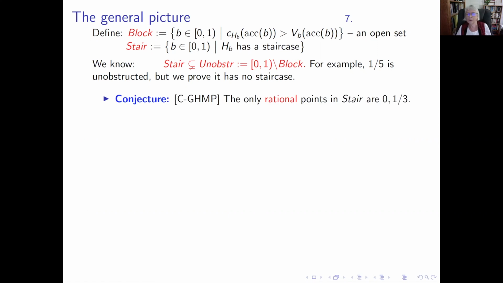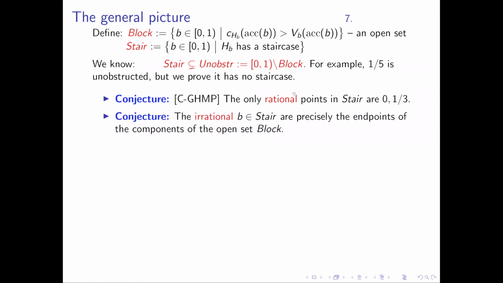There's a conjecture which is due to the people writing about these general toric manifolds, Dan, Christopher Gardner, Holm, and the others, that the only rational points in stair are 0 and 1/3. So there are no other rational points in stair. All we've proved is that 1/5 is not in stair. But the argument for that is quite complicated, and one would need a better argument to prove this in general.